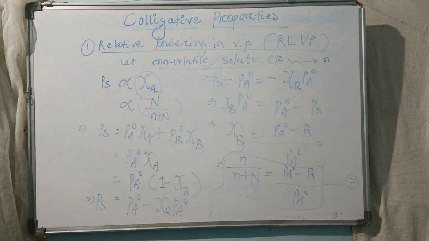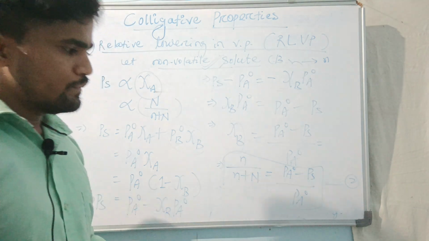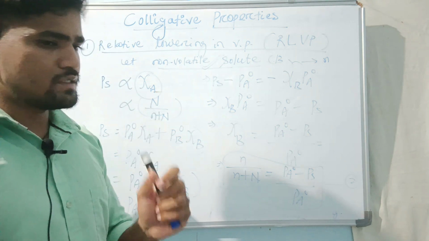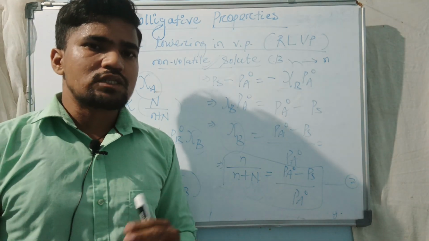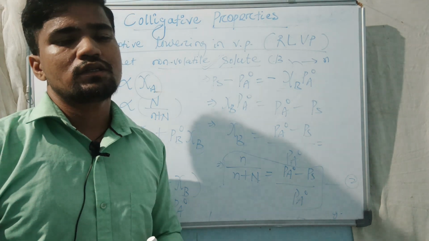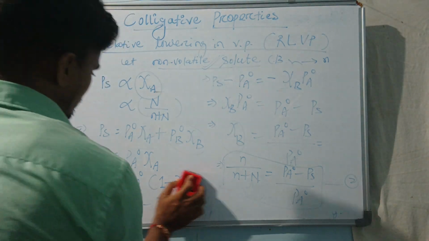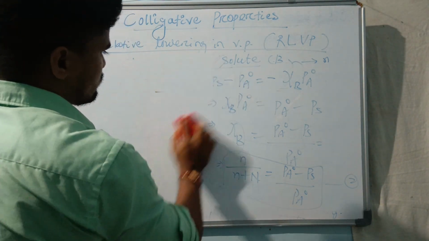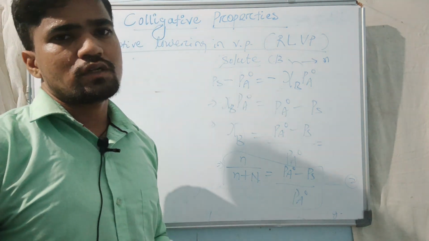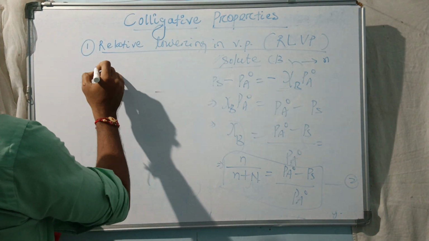So when a non-volatile solute is added to a volatile liquid, then the vapor pressure of the liquid decreases, because a smaller number of solvent particles is present in the solution at its surface as compared to the pure solvent. So then what will happen? Less vapor is formed and the vapor pressure of the solution decreases.